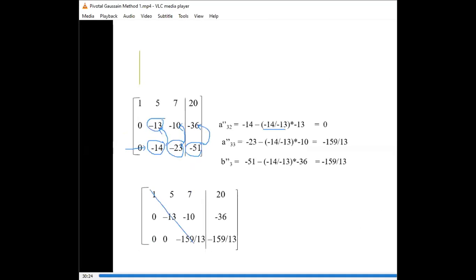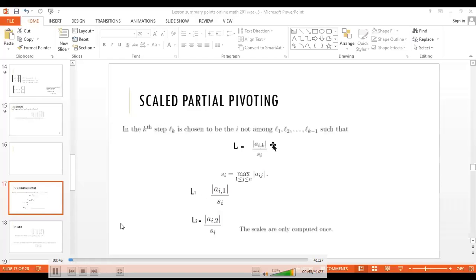Let me take some questions from the class. Are there any questions on this topic before I move to the new topic? Any questions on pivoting technique? Class, any question on pivoting? Okay. If not, then I'm moving on to the scaled pivoting method. So just give me a minute. Let me project.